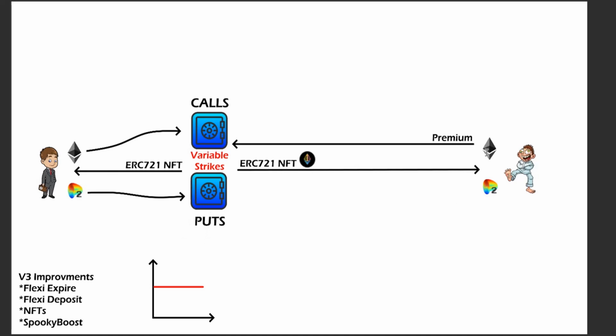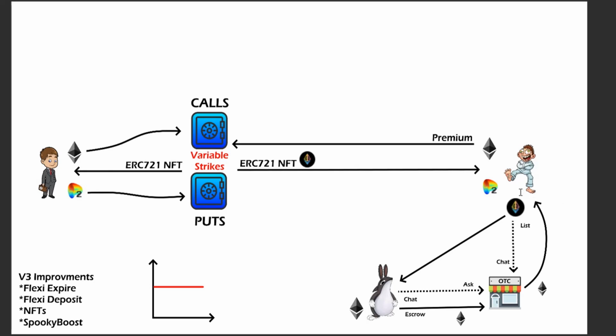So he would deposit a premium. He would pay a premium to purchase an option on Ethereum, right? And he would then get an ERC20 NFT that says you paid the premium and you now own the right to an option, a call option, or in the case of the 2 pool, a put option, right?